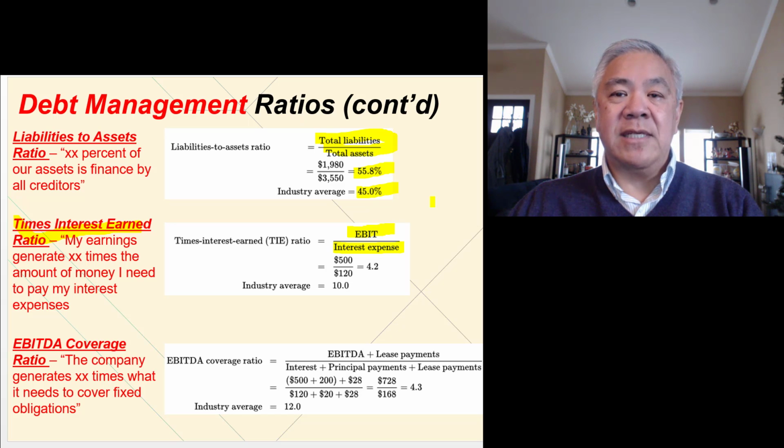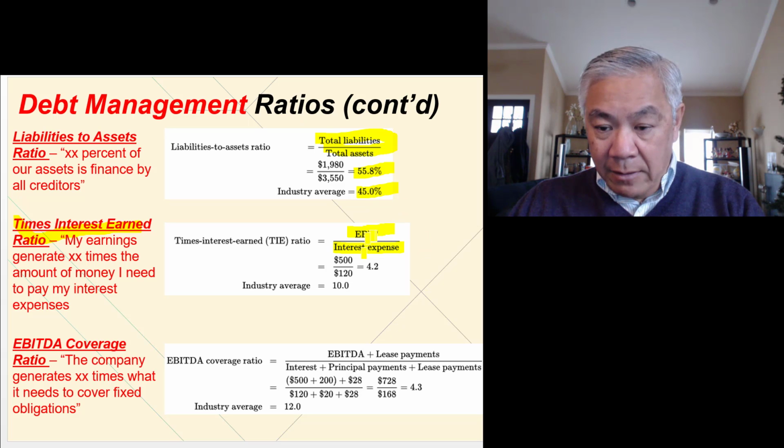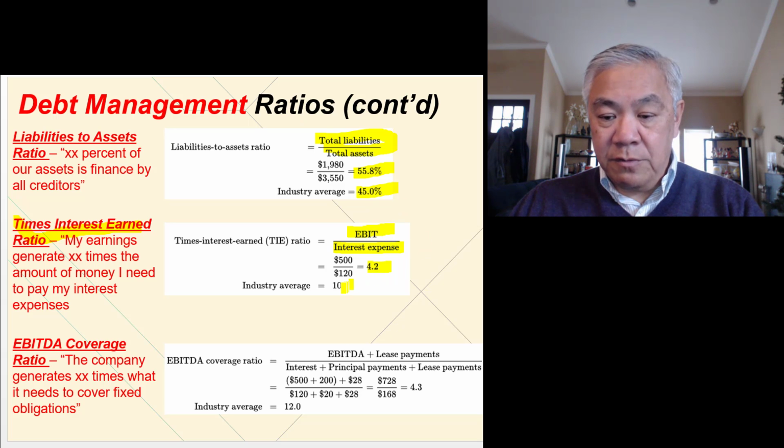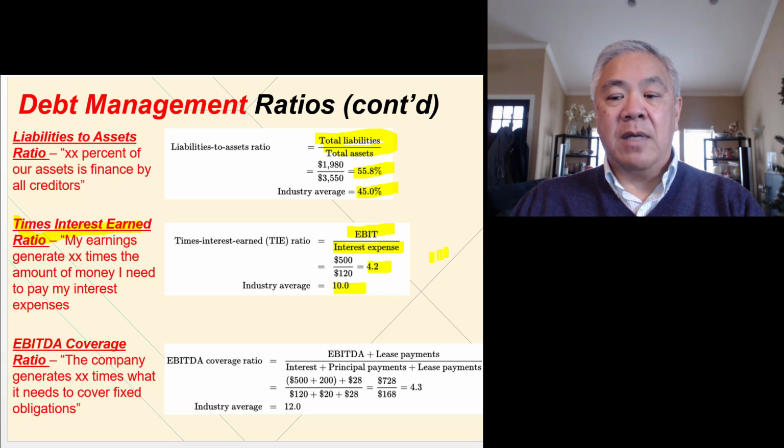So we always want to see high numbers in a TIE ratio. We want to be very safely above the amount of interest expense. Now let's look at MicroDrive. 4.2 versus 10.0. So it's not that MicroDrive is unable to pay its interest, it's able to pay it 4 times over. So it's pretty safe in absolute terms. However, the industry is at 10, which again is much safer. They could be way off in their profits and still be able to pay off their interest, whereas there's not as much safety buffer in the case of MicroDrive.